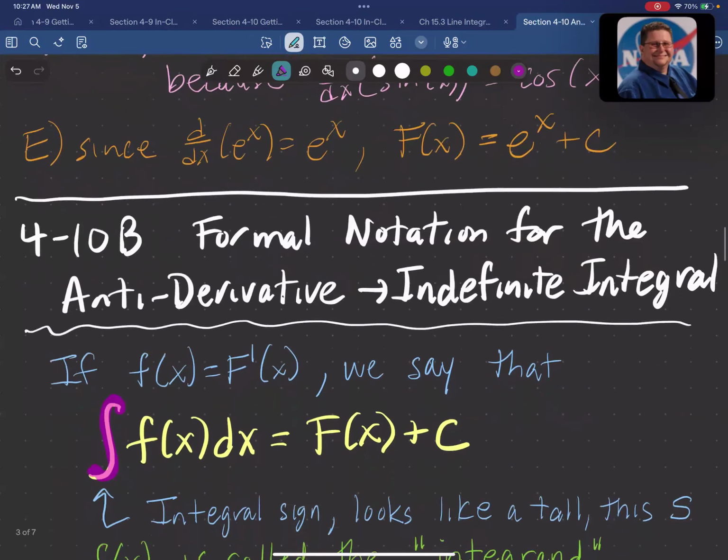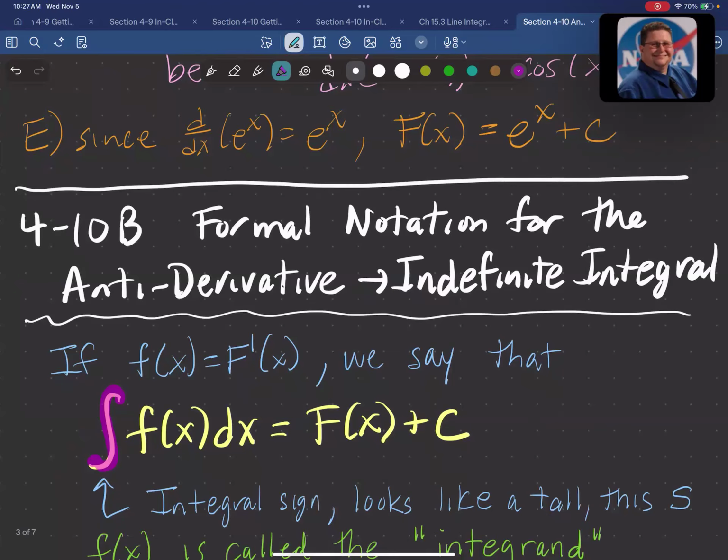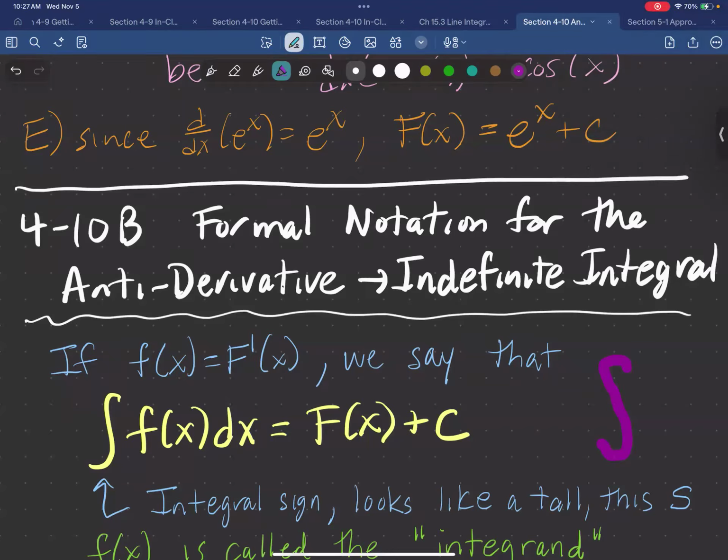This sign right here, the squiggly line, you actually can see it on violins and guitars. We call it the integral sign. It looks like a very tall, thin S. Sometimes when you're doing it in a word processor, like Microsoft Word, it doesn't do it as well.